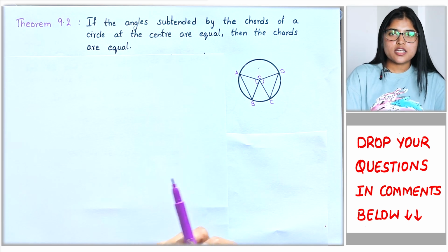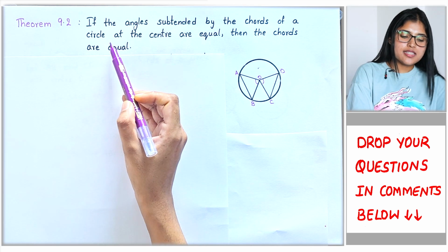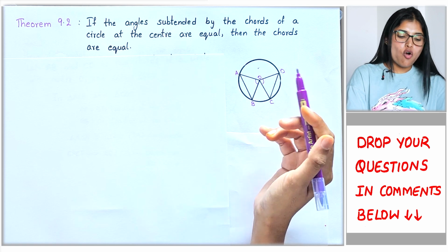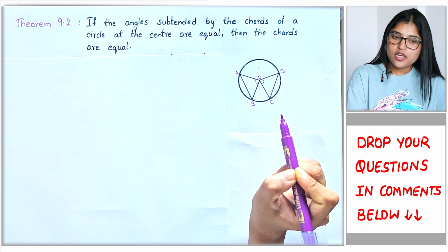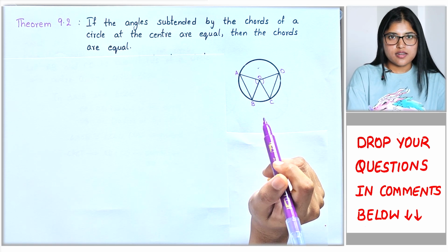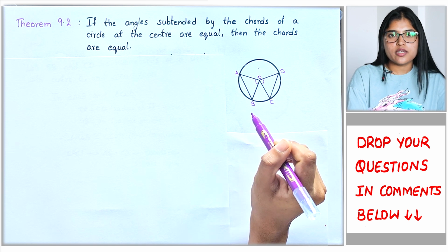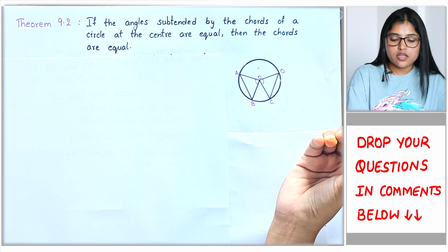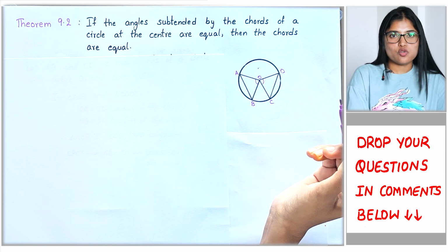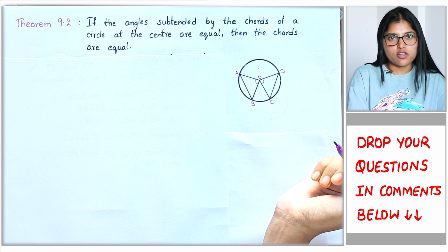The second theorem is the converse of the first theorem, and it says if the angles subtended by the chords of a circle at the center are equal, then show that the chords are equal. Earlier we knew that the chords were equal and we were proving that the angles were equal. Here we are given that these two angles are equal. Let's prove that the chords are equal.